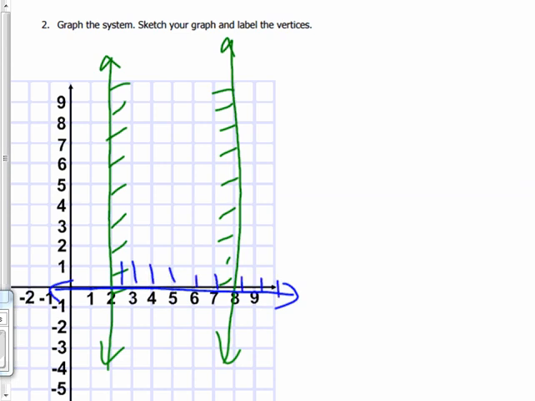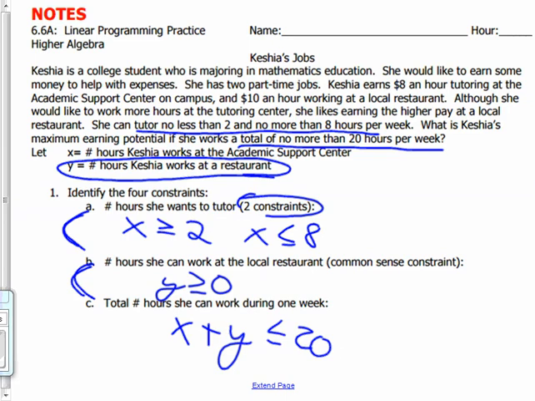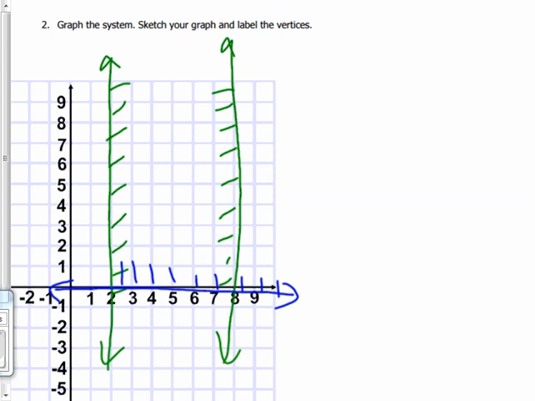And last one, X plus Y is less than or equal to 20. This one's the one that messes people up usually, but this one's pretty easy. Subtract X from both sides. Y is less than or equal to negative X plus 20.